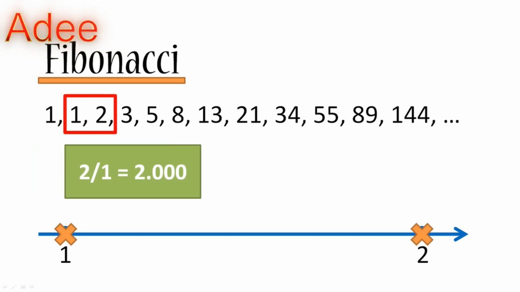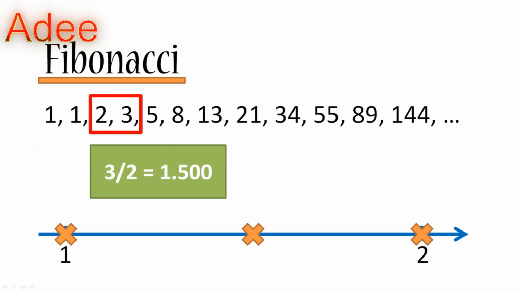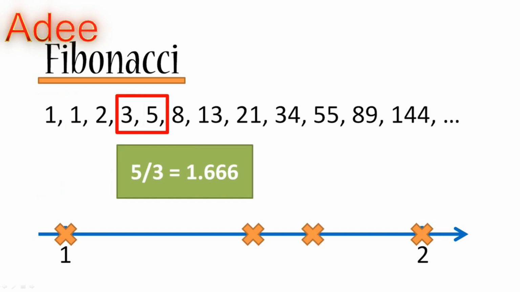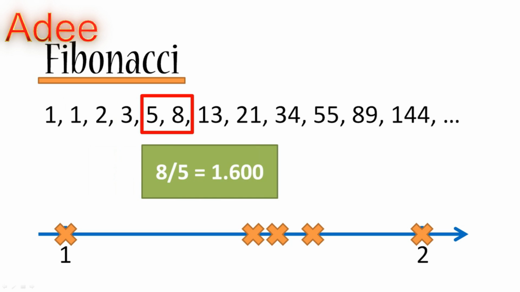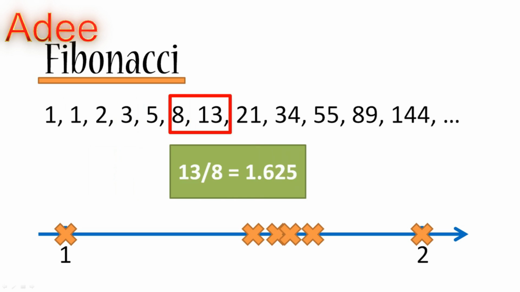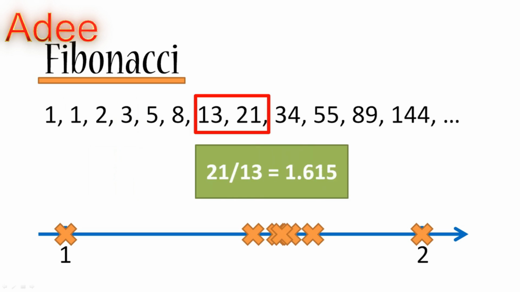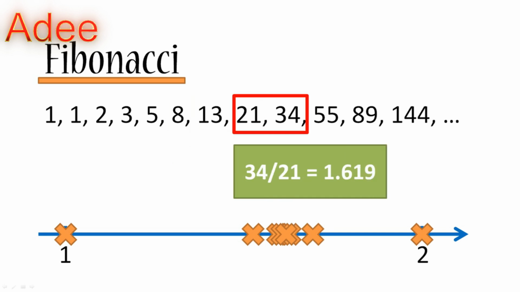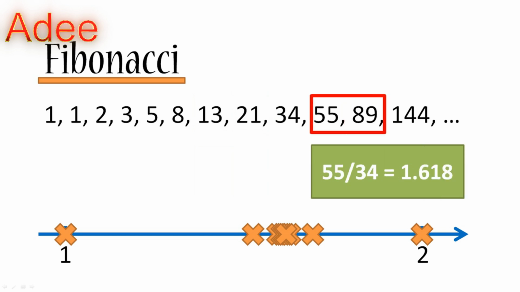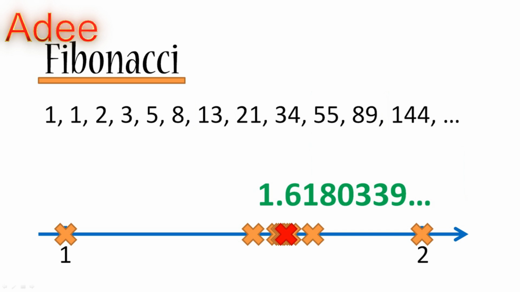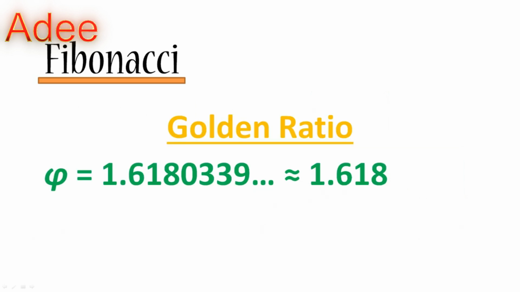Now let's divide 2 by 1 and we get 2. 3 divided by 2 is 1.5. 5 divided by 3 is 1.666. 8 divided by 5 is 1.6. 13 divided by 8 is 1.625. 21 divided by 13 is 1.615. So you kind of see where this is going. The crosses are getting closer and closer to one specific number. And that number is 1.6180339, and so on. This number is known as the golden ratio, which is usually represented by the Greek letter phi. Phi is equal to approximately 1.618.